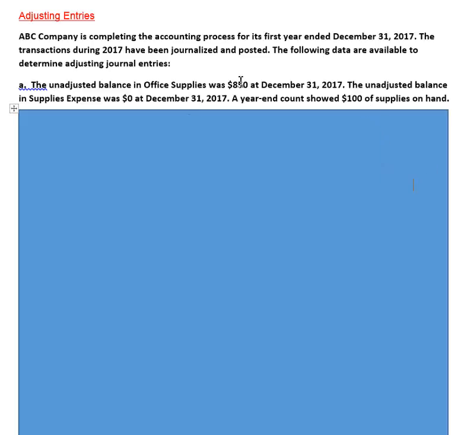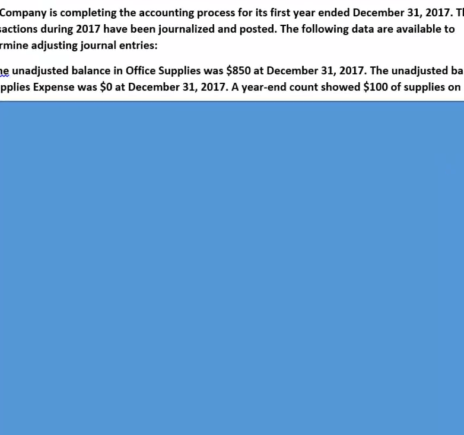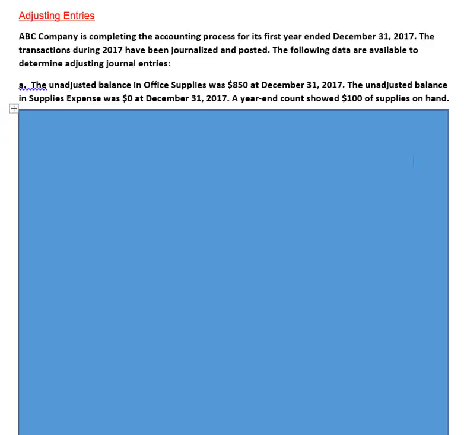But now, of that $850 that we show sitting in supplies at the year end, we now know that after we've done a physical count, there's only $100 of supplies left. I'm going to have to put that like that so you can see the screen. So anyway, we now know that if there's 100 left in supplies and we've got 850 in the account, we have to make sure that we adjust the office supplies account to bring it from 850 to 100.